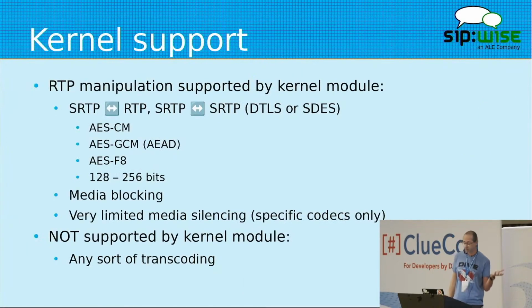As for the kernel module, the important part here is that as soon as you do transcoding, you lose support for the kernel module. It doesn't do transcoding. What the kernel module does support is all the SRTP. You can encrypt, decrypt, you can recrypt, all in the kernel module. All the ciphers are supported there. There's a limited number of media blocking features you can do, but in general, as soon as you start getting into the audio stream itself, the kernel module is out of the picture.